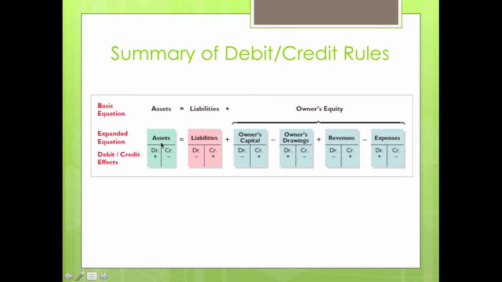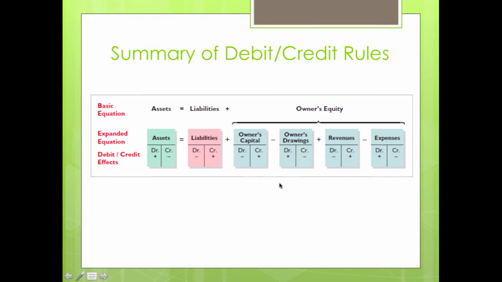Notice that here, for assets, if you want to increase, it's a debit, and if you want to decrease, it's a credit. But in liabilities, if you want to decrease a liability, it's a debit, and if you want to increase a liability, it's a credit. Notice that it's different for the rest of the accounts too. So what is the point of this?